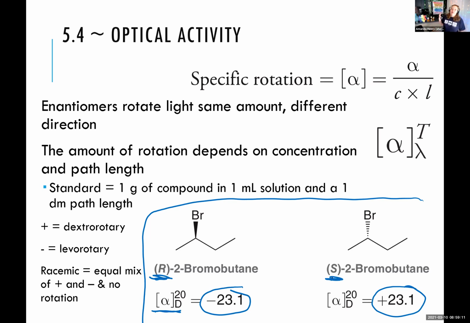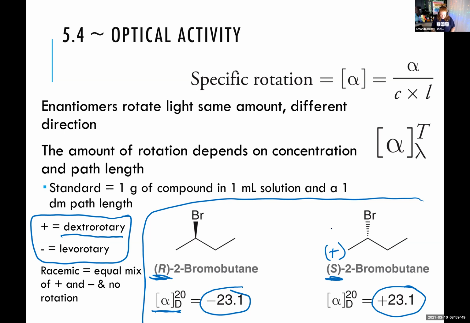There are other labels that we can give these right here. Whatever compound is rotating the light in the positive direction, we could also refer to it as the plus enantiomer. It's called dextrorotatory. So dextro means to the right. The negative is levorotatory. Levo is to the left. I don't think those are exact translations, but the root words for left and right, dextro and levo, are connected in Latin.